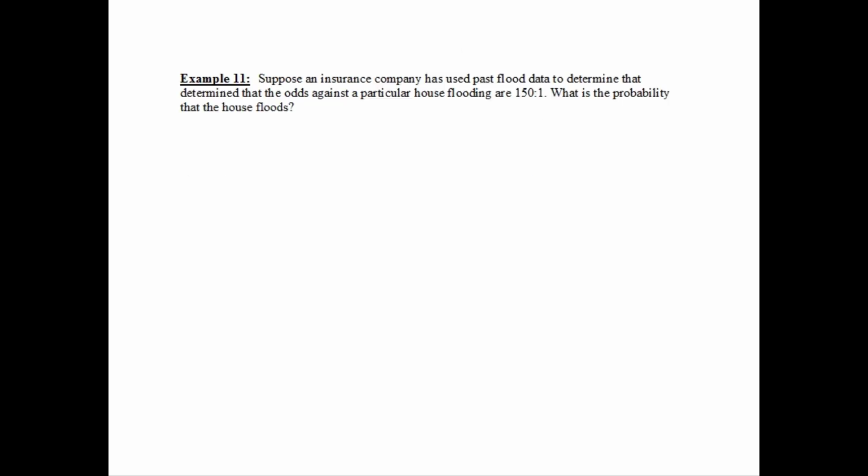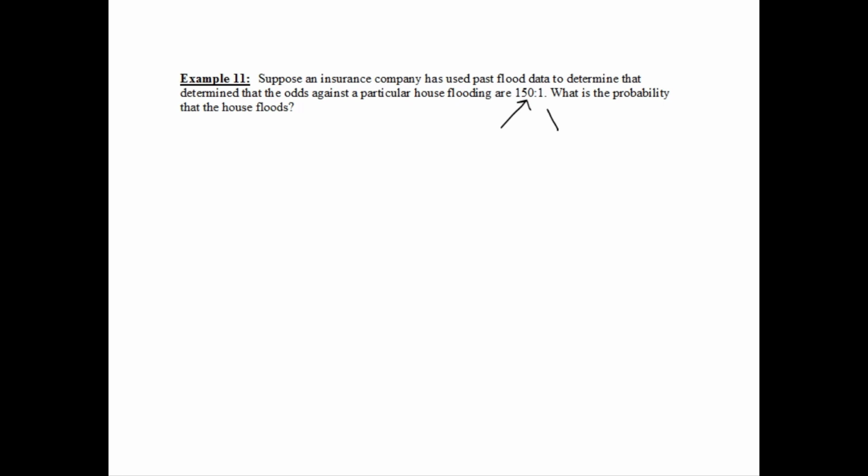Let's do another one. Let's suppose an insurance company has used past flood data to determine that the odds against a particular house flooding are 150 to 1. You'll notice I've used odds against a lot here, and that's because that's what you'll usually hear. If you hear odds being used on the news, you almost always hear odds against rather than odds for. It's not universal, but odds against seems to be more commonly used. We want to figure out the probability that the house floods.